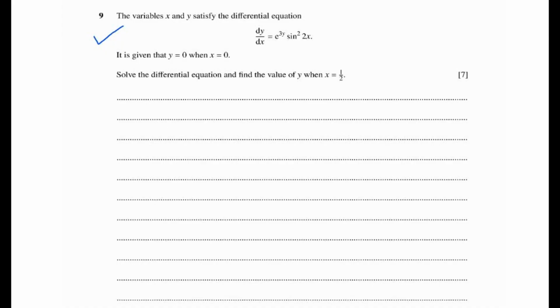The next question that I've chosen is dy by dx is equal to e to the power of 3y sine squared 2x. I chose it because of the sine squared 2x. Now, this is an integral that people don't often know how to do. And I've actually done a separate video called Why You're Losing Marks in Integration.